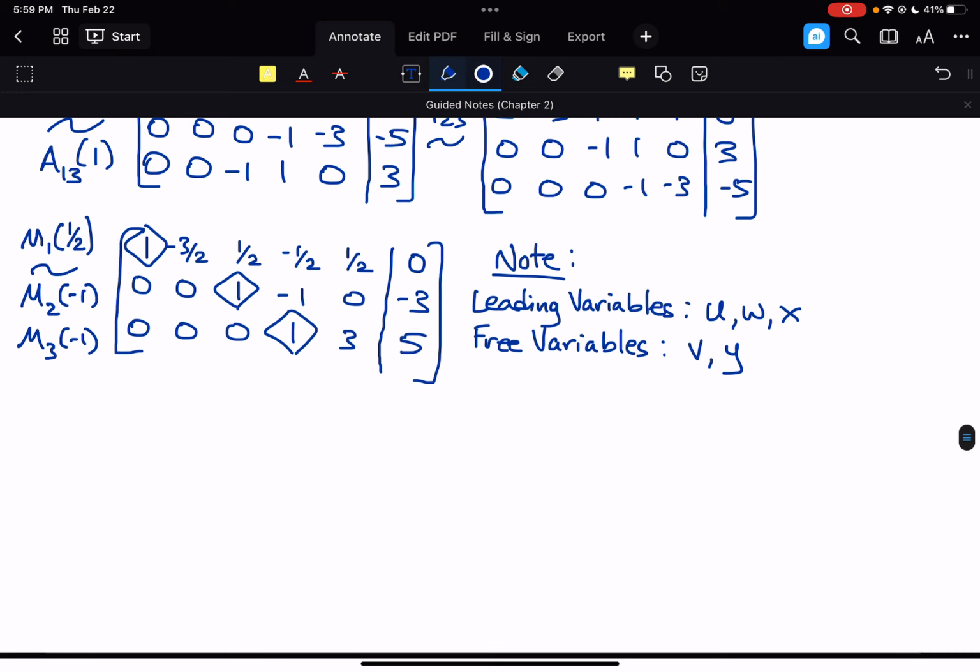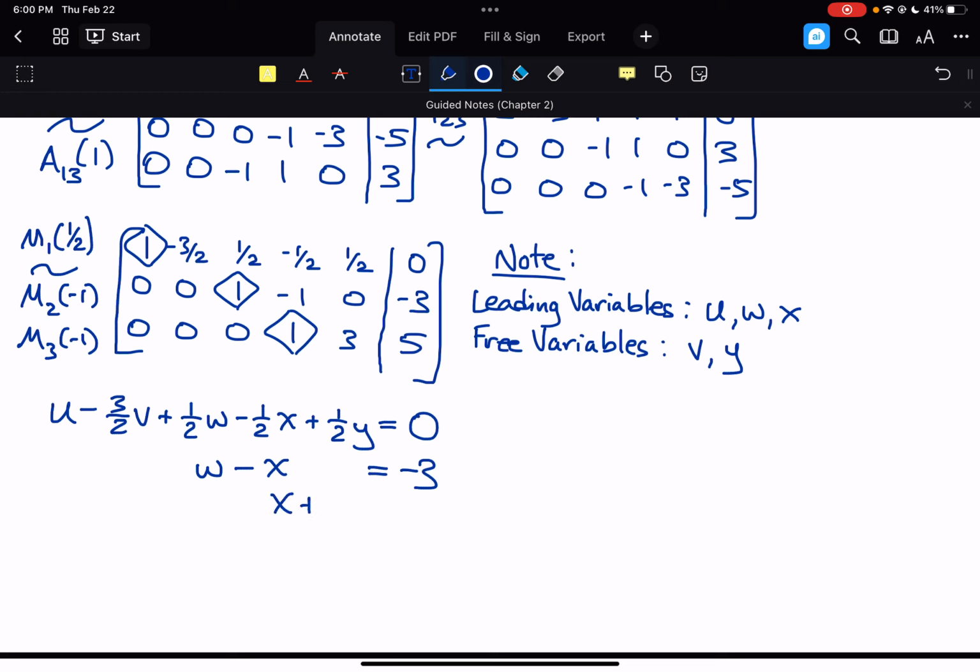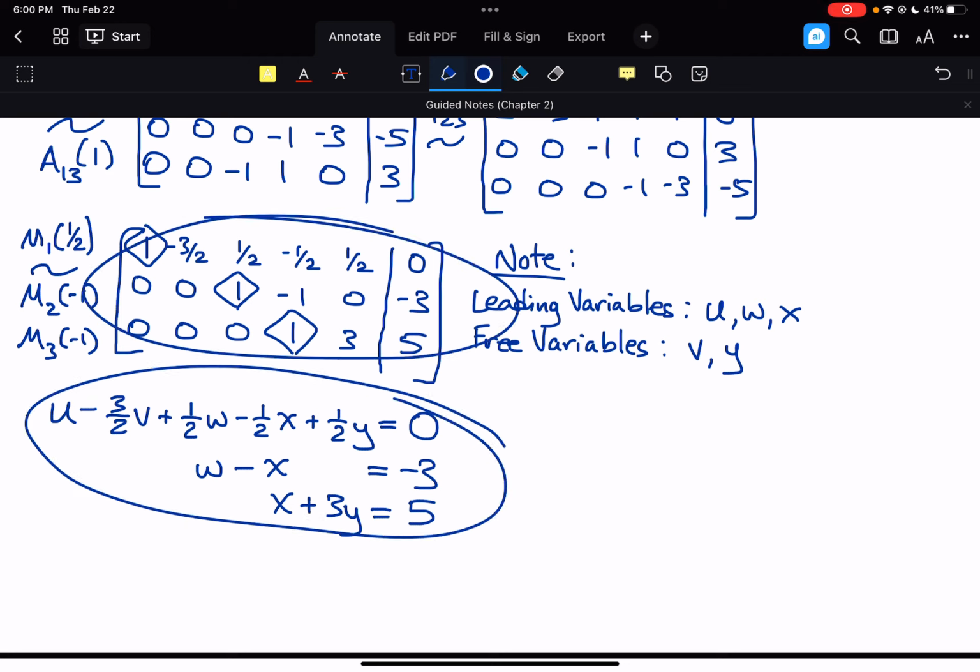So if we look at the system again, and we look at it as a linear system now, rather than as a matrix, this is what the equations now look like, now that we've performed all of these operations. So this is going to be u minus 3 halves v plus 1 half w minus 1 half x plus 1 half y equals 0. We'll have w minus x equals negative 3, trying to keep these in line with each other like the matrix. And the last one is x plus 3y equals 5. So this is the same thing as this.